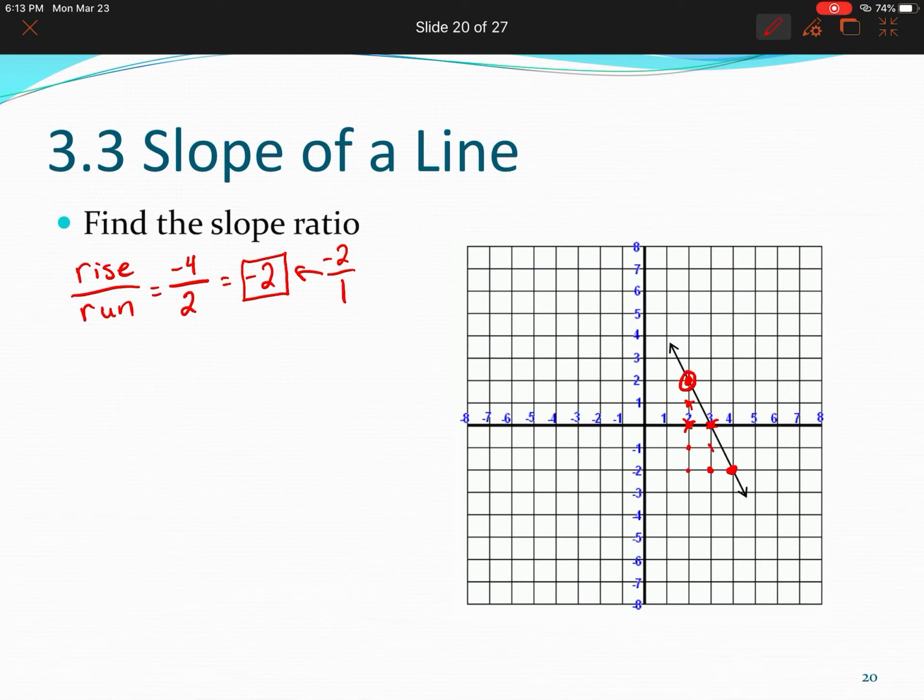Well, that point's on our line. That's good. That's what we wanted. And then again, you could go down 1, 2, and right 1, and you would be at this third point. And so once we find the slope and we simplify that, that's going to tell us how much we need to go up or down and how much right to get another point on that line. In this case, we're strictly looking for the slope. It is negative 2.